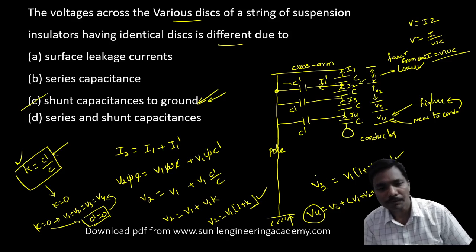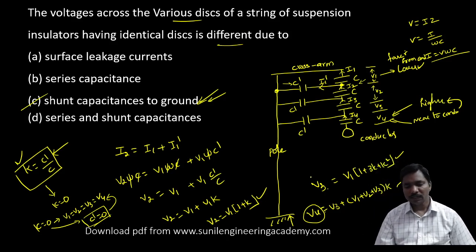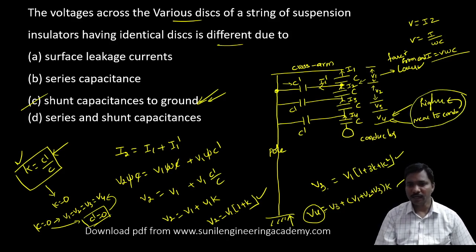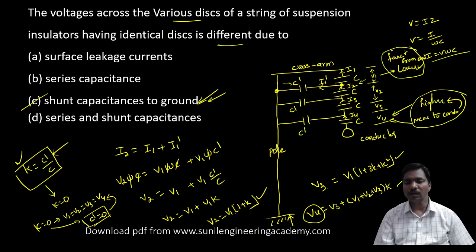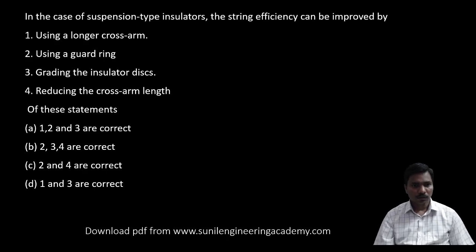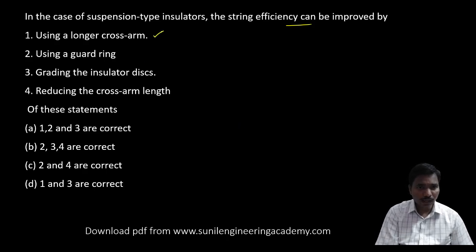Okay, all of you clear? And here the very important point is voltage near to the conductor is higher, voltage farther from the conductor is lower. Okay, so for the use of suspension type insulator, the string efficiency can be improved by... If you want to improve the string efficiency, we can use the longer cross arm.